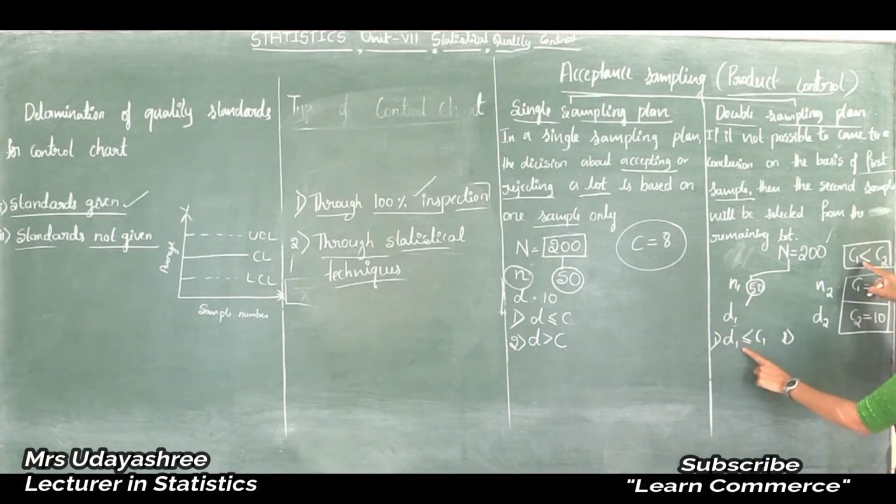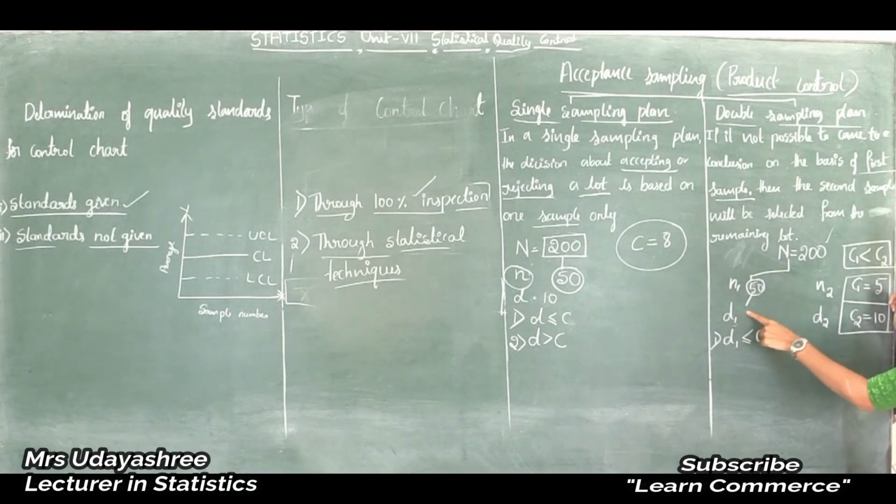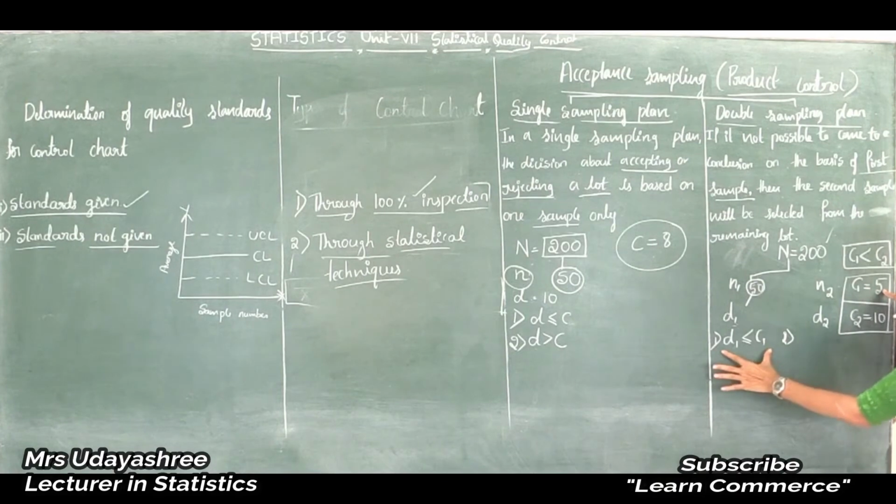Your number of defectives are less than this acceptance number. So in the sense what? Here the defective number should be 0 or 1 or 2 or 3 or 4 or 5, because here C1 is fixed, right? So here C1 is 5. Okay, this is all about the first condition.